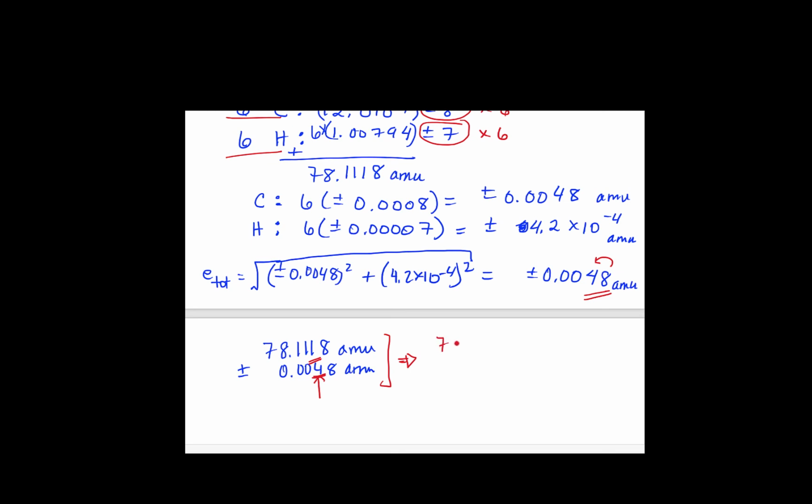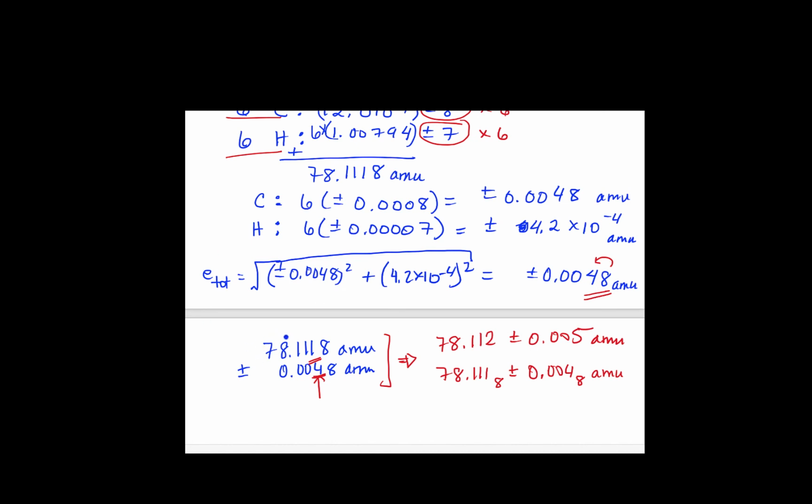We can either write 78.112 plus or minus 0.005 atomic mass units. Or we can write 78.111 with a subscript 8, plus or minus 0.004 with a subscript 8, atomic mass units. And either one of these is okay. Typically the convention is for us to either round all the numbers or use subscripts on all the numbers, not mix and match.